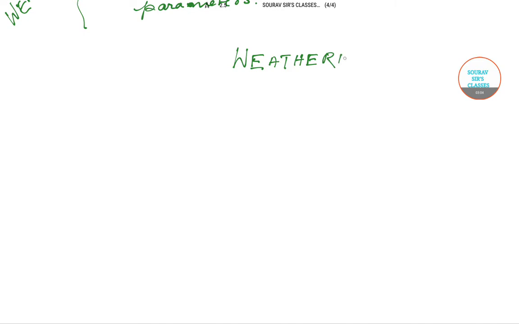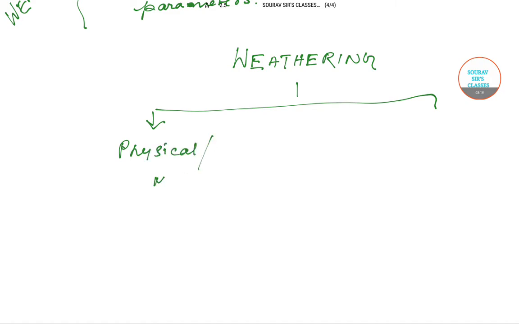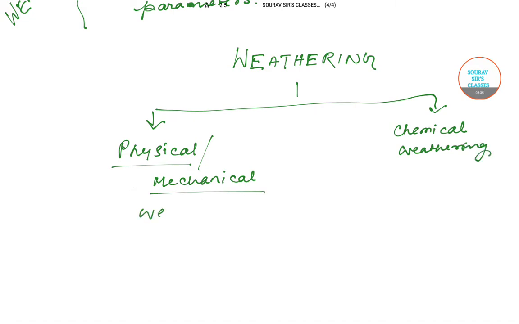Okay, so this weathering, we can classify into two types. First one is the physical, or we can say mechanical, and another one is the chemical one, that is the chemical weathering. So chemical weathering and the physical or the mechanical weathering.